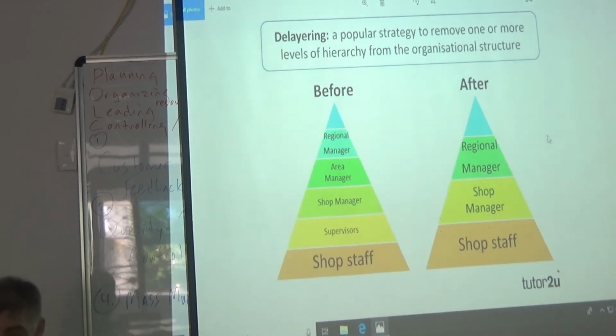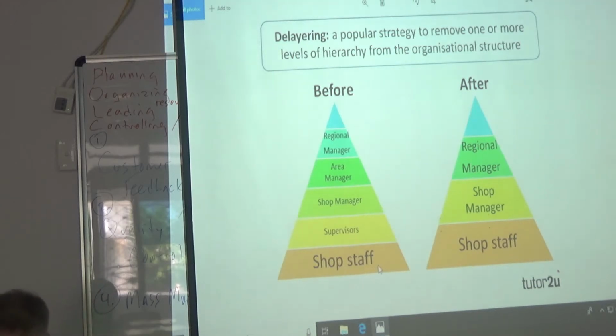So you can imagine a company that's delayering. They have layers in the hierarchy. And in this case, they would like to take out some of the management. They don't need to have them as much. They want to maybe empower employees to make more decisions, so they need fewer managers. In this case, this company, we don't know what they are, but they have a regional manager, an area manager, shop manager, some other supervisors, and then the shop staff.